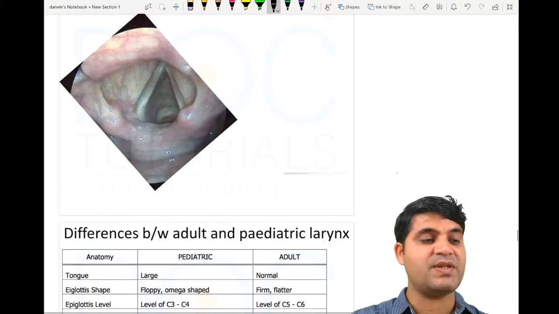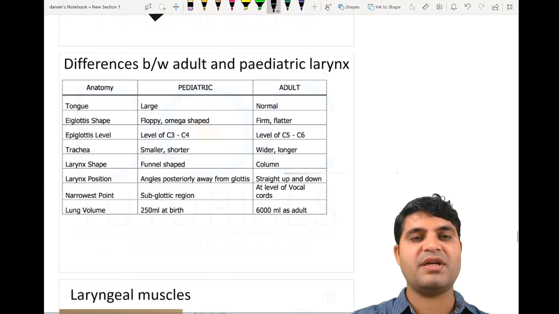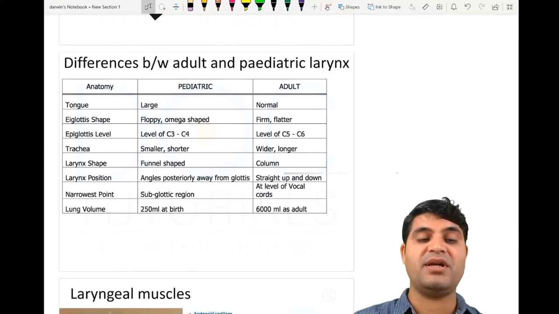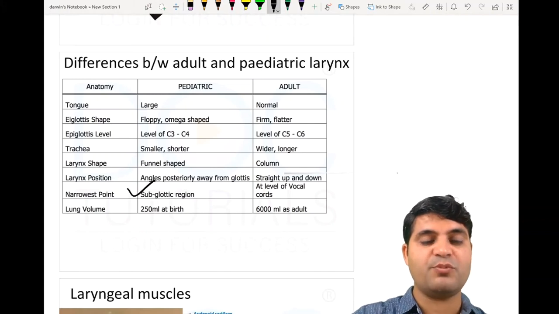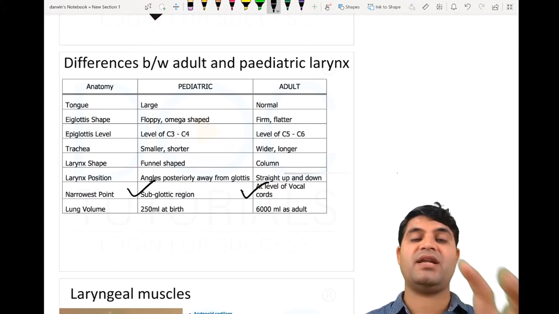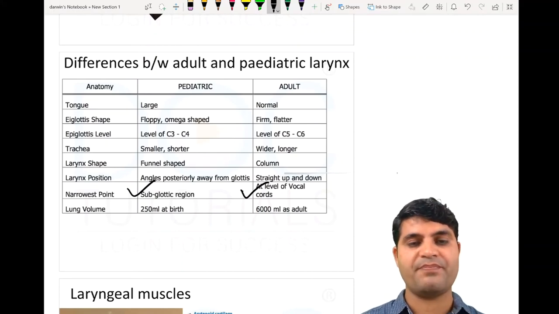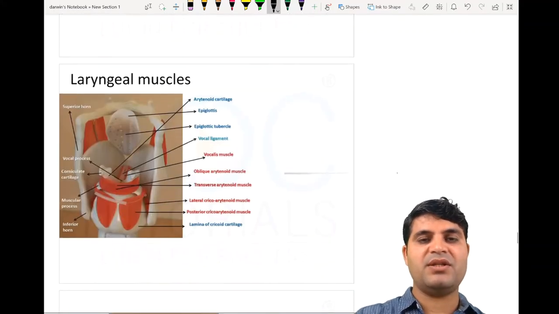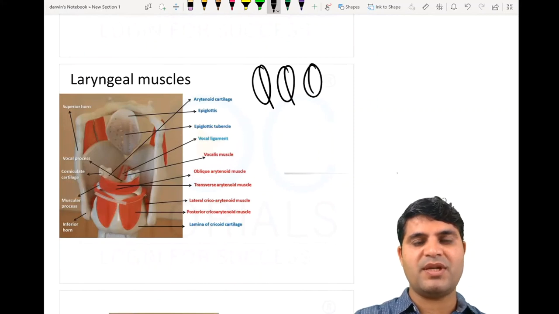You can see this endoscopic picture. These are important differences of adult and pediatric larynx. Yes, the narrowest portion is subglottis, whereas in adults the narrowest portion is at the level of vocal cords. I expect this question in your exams.